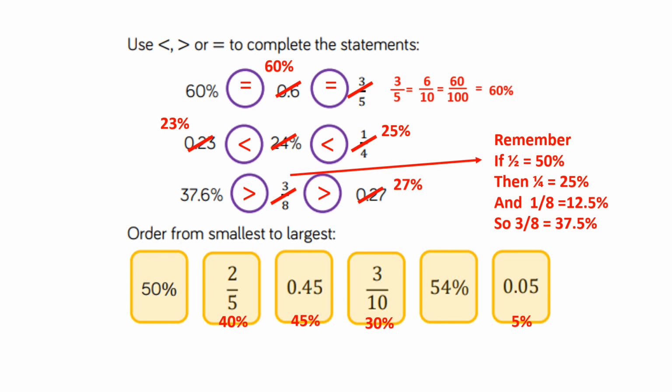So if we're ordering them from smallest to largest, the smallest is obviously 5% or 0.05. Then going up, we've got 3/10 or 30%, 2/5 or 40%, 0.45 or 45%, then we've got 50%, and finally 54%. Give yourself a mark if you've got those correct, if not, make the corrections.